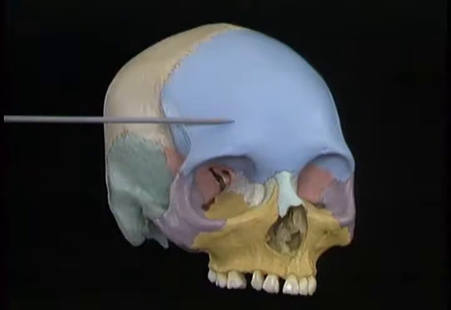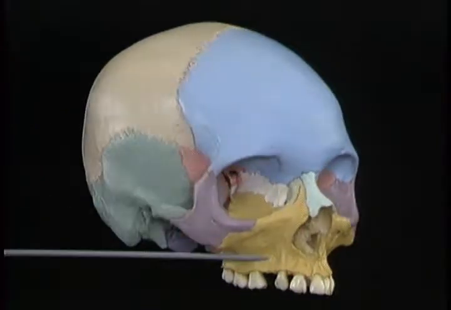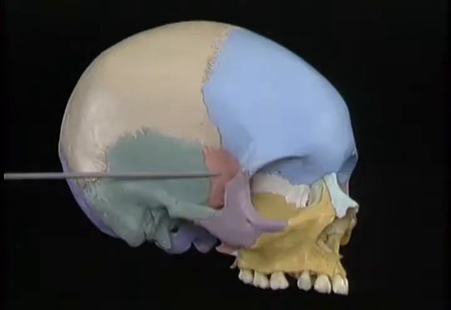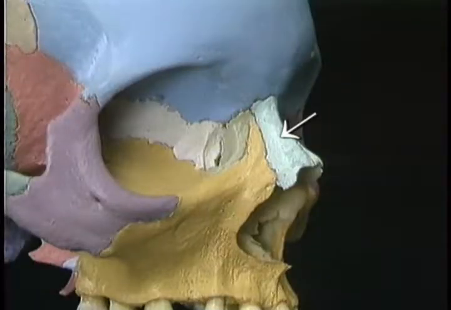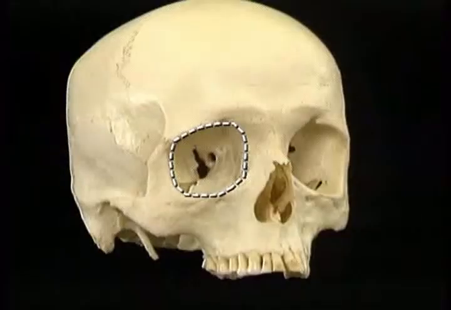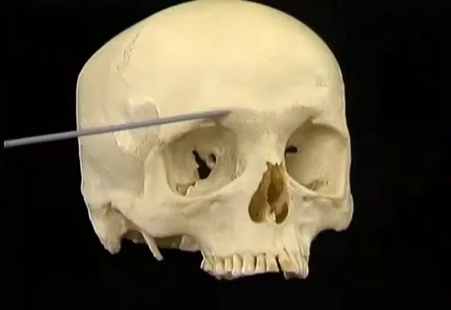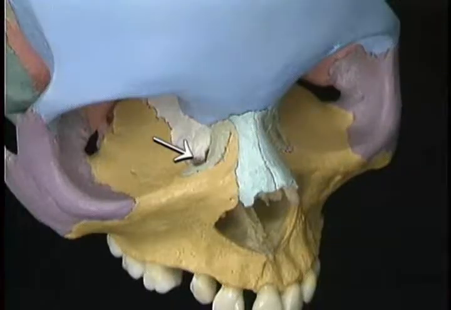Here's the frontal bone, the zygomatic bone, the maxilla, the sphenoid bone, and the ethmoid bone. Here's the nasal bone, the lacrimal bone, and the palatine bone. Here's the orbital cavity, the orbital margin, and the opening for the nasolacrimal duct.